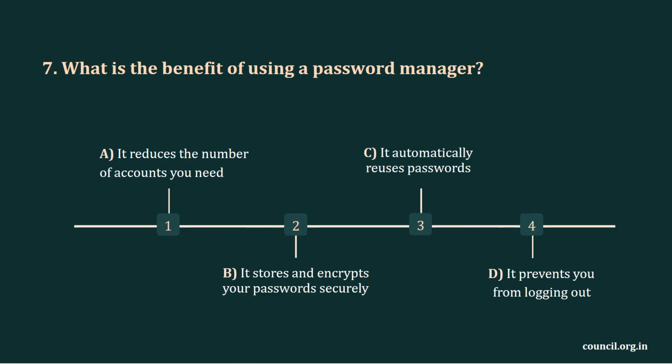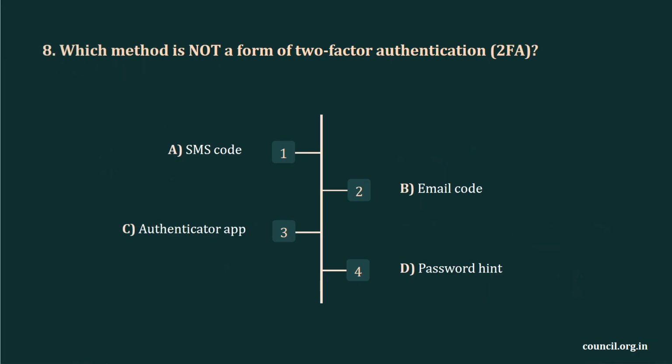7. What is the benefit of using a password manager? A. It reduces the number of accounts you need. B. It stores and encrypts your passwords securely. C. It automatically reuses passwords. D. It prevents you from logging out. 8. Which method is not a form of two-factor authentication, 2FA? A. SMS code. B. Email code. C. Authenticator app. D. Password hint.